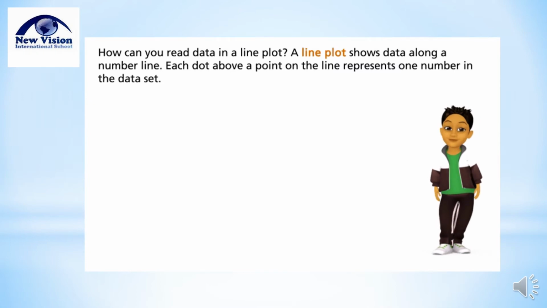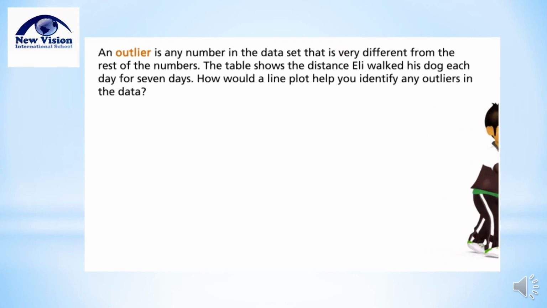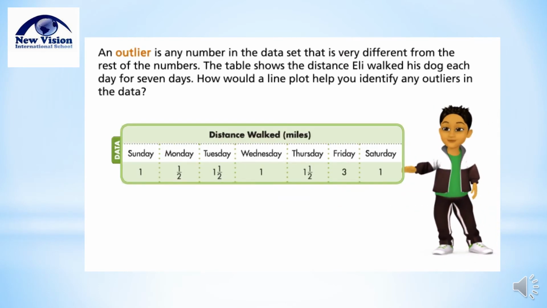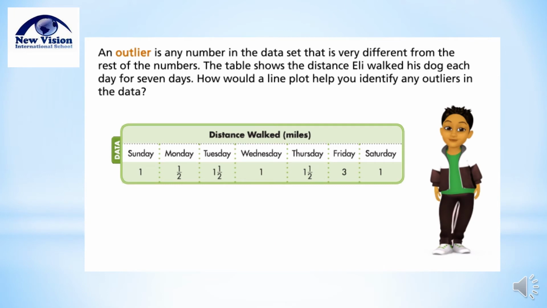A line plot shows data along a number line. Each dot above a point on the line represents one number in the data set. An outlier is any number in the data set that is very different from the rest of the numbers. The table shows the distance Eli walked his dog each day for 7 days. How would a line plot help you identify any outliers in the data?